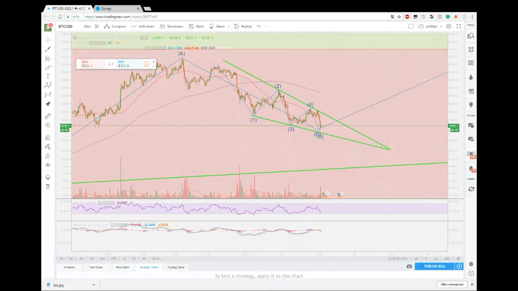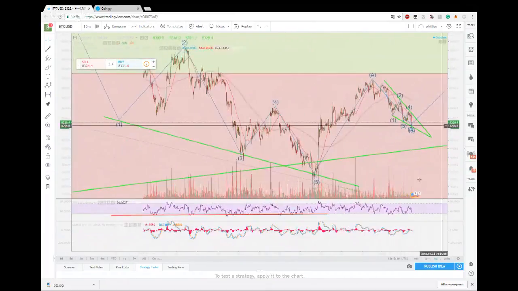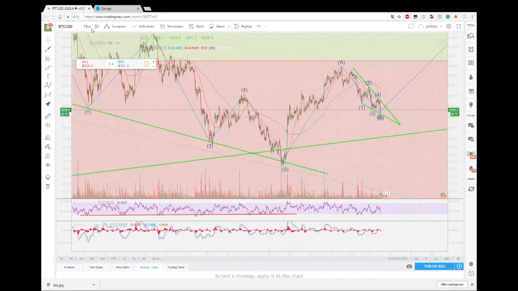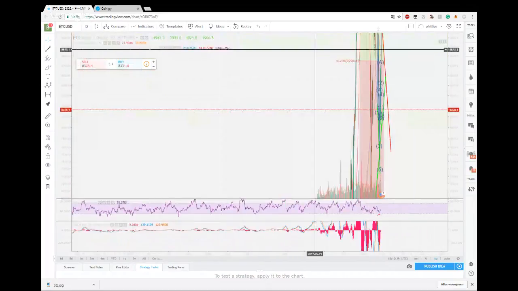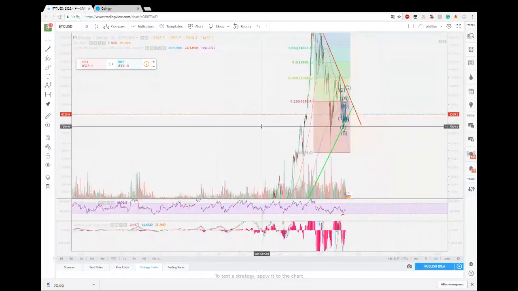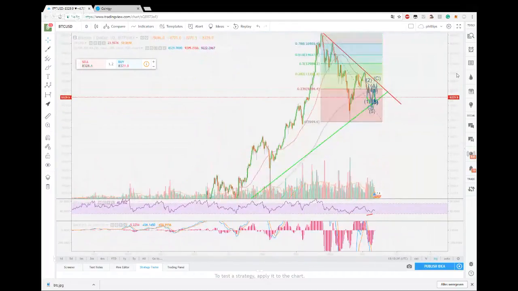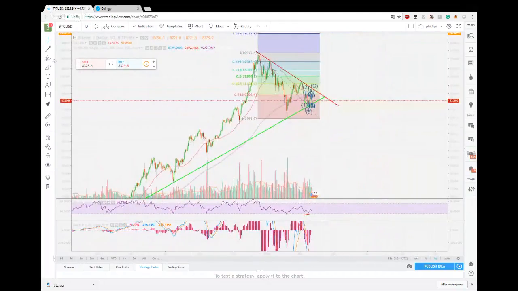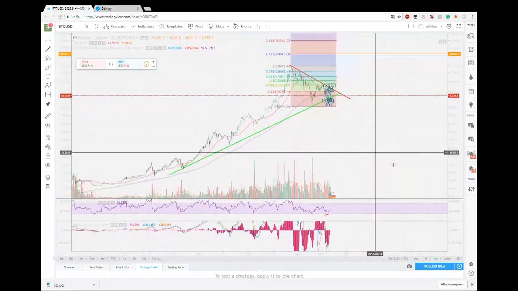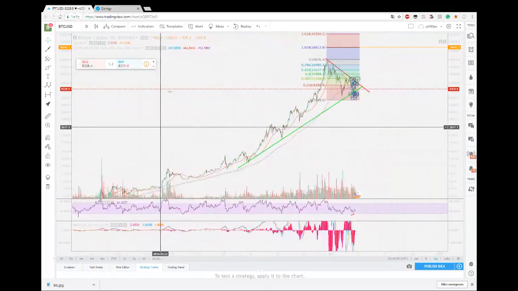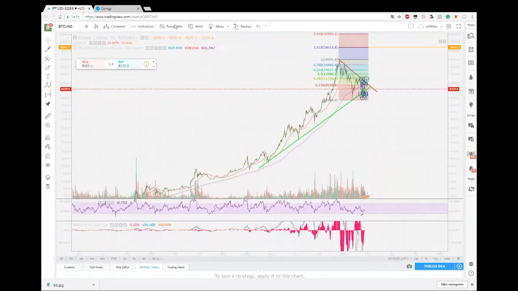No questions for Bitcoin? Targets. Yeah, sure. I've got some targets. Hold on. Targets if we break below the wedge. Now, if we break below the wedge, my targets will be as follows.